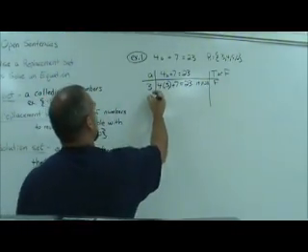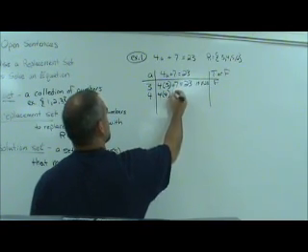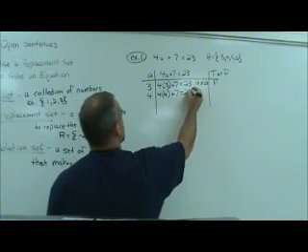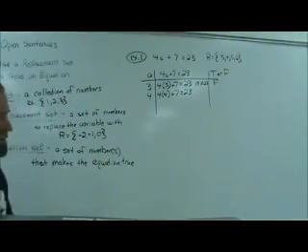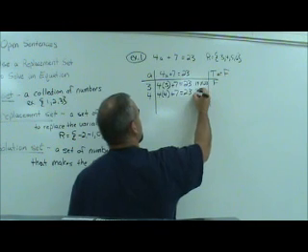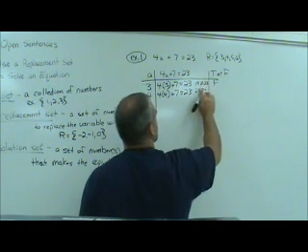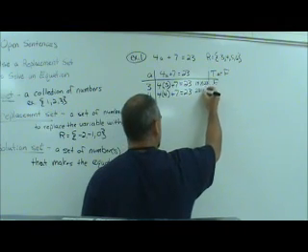Okay, we'll try 4. See if that's a winner. So 4 times 4 is 16. 16 plus 7 is 23. We got our winner. 23 equals 23.